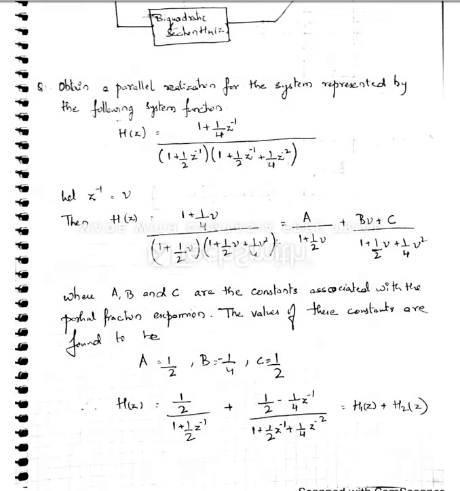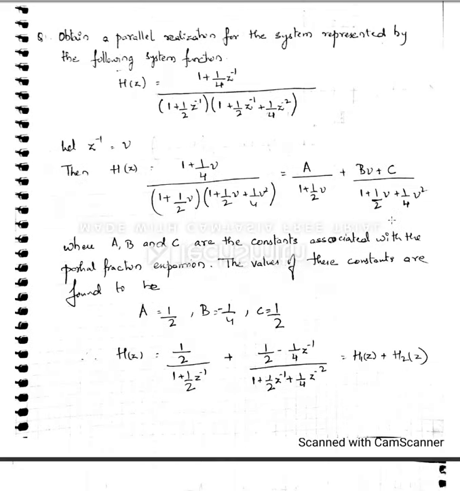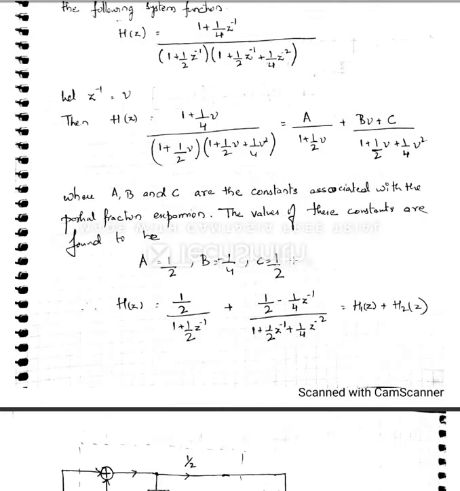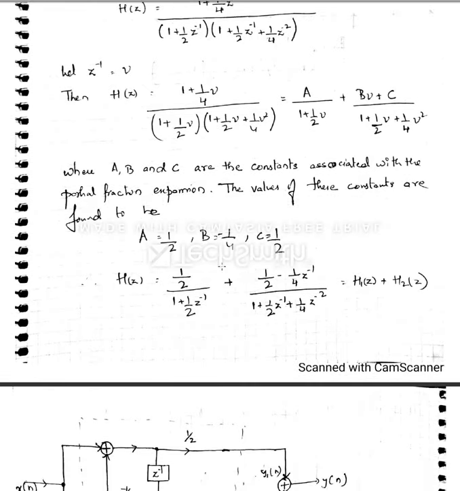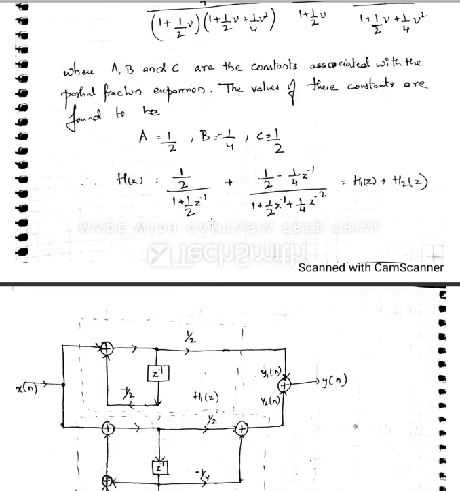In partial fractions, for convenience, we would assume this z inverse as v, and we are going to split this. How are we going to split this? According to partial fractions, it will be a by this particular term plus bx usually, right? Here, instead of x, it is v, so v by c by this particular term. So you have your h1 of z and your h2 of z. Solve for a, b and c using partial fractions, and substitute the values of a, b, c in this equation.